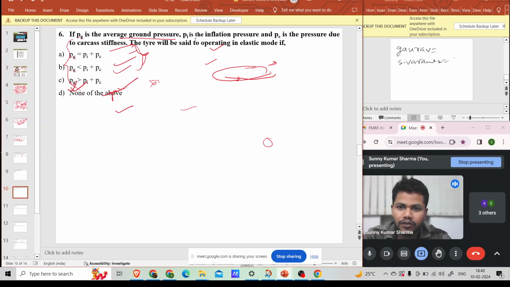If PG is the average ground pressure, PI is the inflation pressure, and PC is the pressure due to carcass stiffness, then for elastic mode of operation, which of the following expressions is correct?